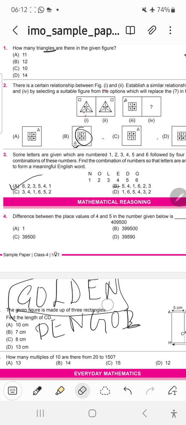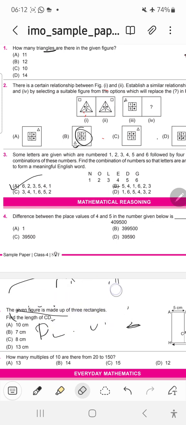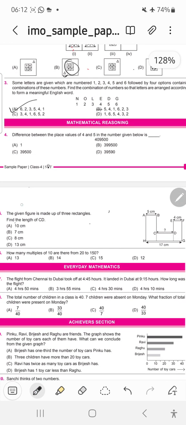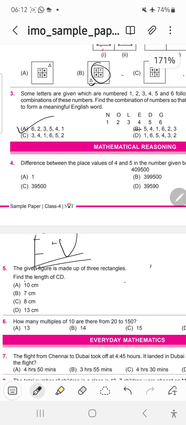The next topic is the difference between place value and face value. There are two kinds of values we must learn about. First of all, face value. Face value means the same value whatever the exact number has.